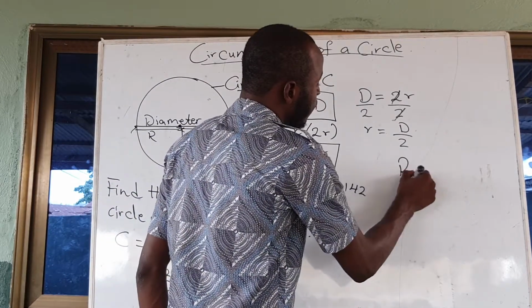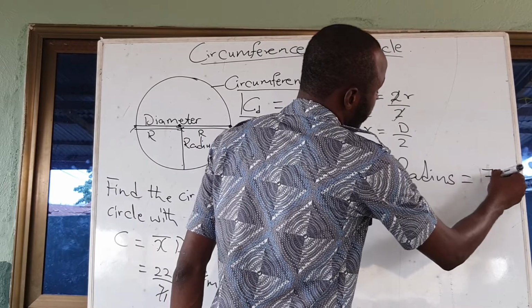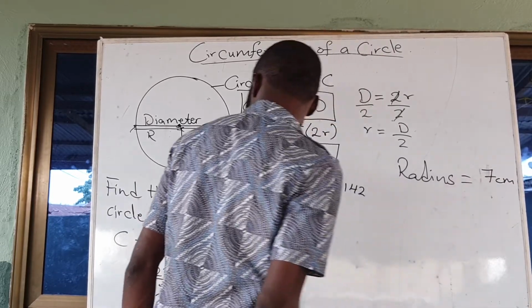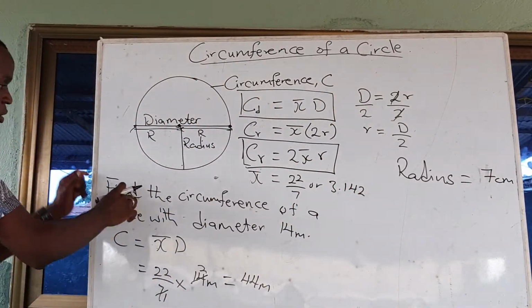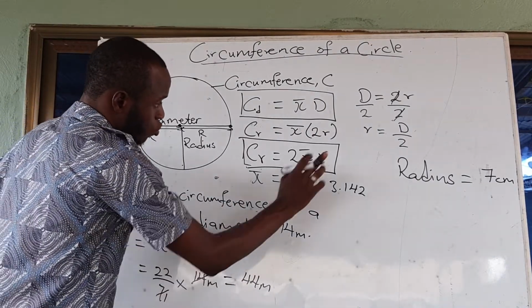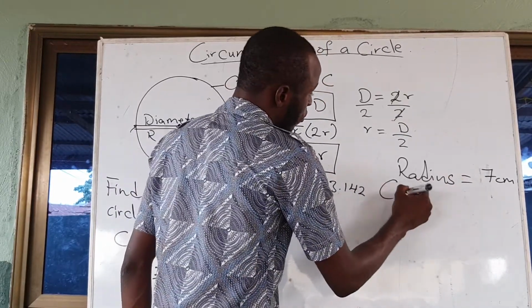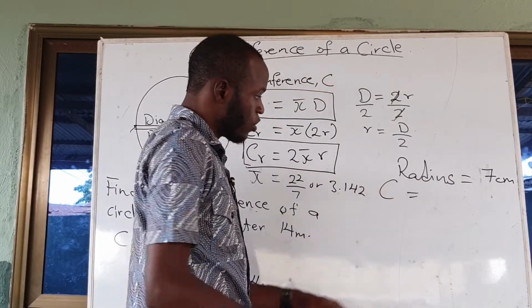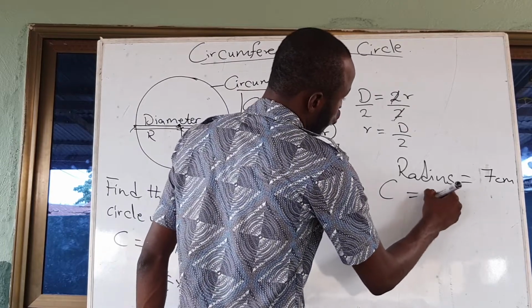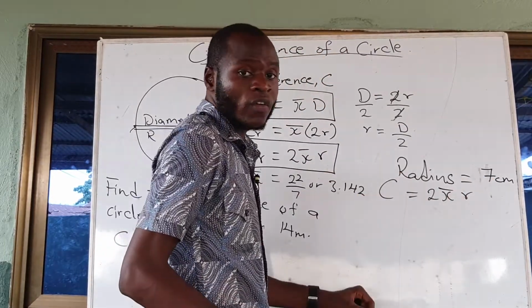Okay, so let's do the same thing for radius. So if you have radius to be equal to say 7 centimeters, the same thing, we are finding the circumference of a circle with radius, instead of diameter we put the radius of 7 centimeters. We know the formula of finding the circumference of a circle using the radius is equal to 2 pi r, where r is the radius of the circle.